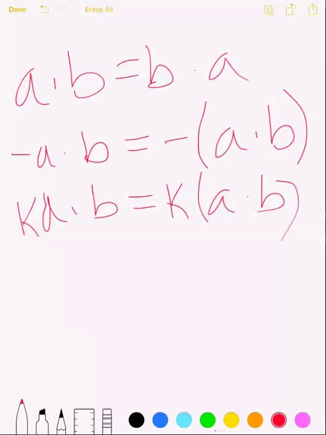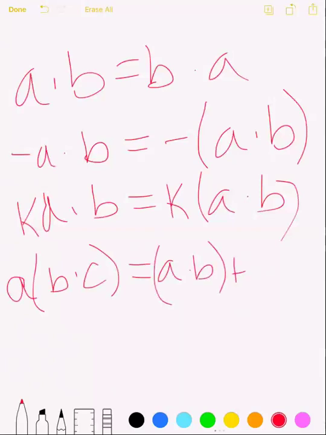And the last of the algebraic properties that's important to remember is A distributed. If you have a vector distributed to 2 other vectors, this is the same thing as A dot B plus A dot C, because basically you're just distributing.